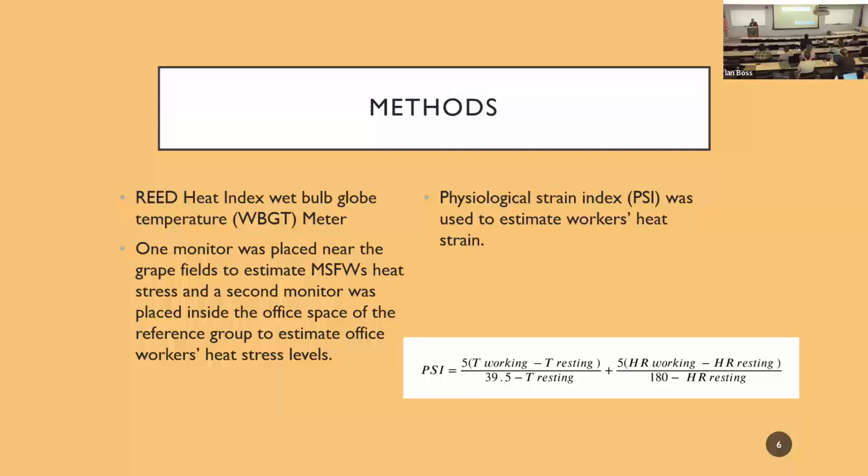office space. And then they use this physiological strain index, which was developed in 1991, as a measure of heat strain against the workers. And that's the calculation that they use. They obtain core temperatures and heart rate at 2 points, half an hour before the work shift and 3 hours into the work shift.